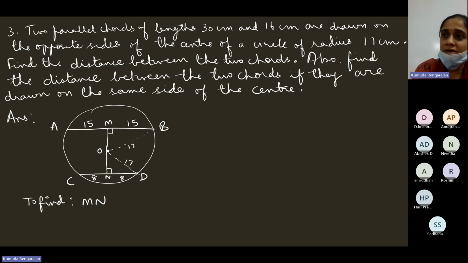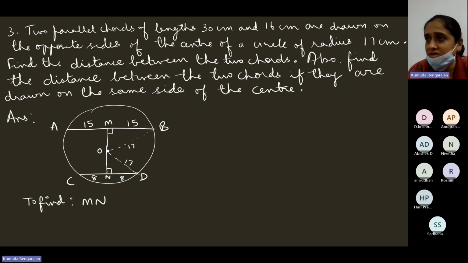Then ON, draw ON such that it's perpendicular to CD. And we know that the perpendicular from the center to the chord bisects the chord. So 30 becomes 15, 15, and 16 becomes 8, 8, meaning M is the midpoint of AB, N is the midpoint of CD.